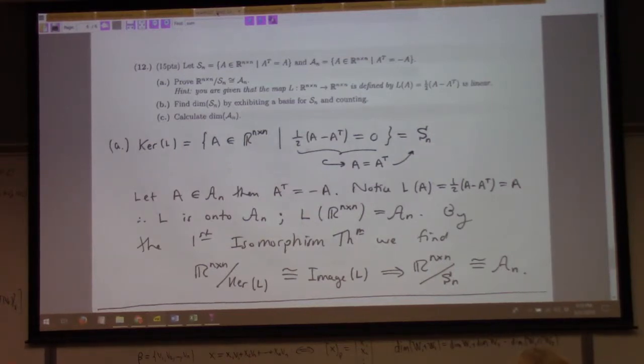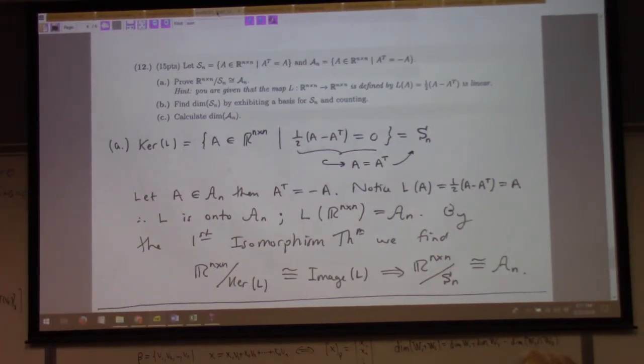Finally, part 1 is just straight first isomorphism theorem. The mapping L is a linear map. Its kernel is the symmetric matrices. So the domain mod the kernel is isomorphic to the range. It's easy enough to prove that it's onto the antisymmetric matrices, which I've done here. So I proved that the range is An, so the range is isomorphic to the domain mod the kernel, which gives us that. So that's the first isomorphism theorem, just that.